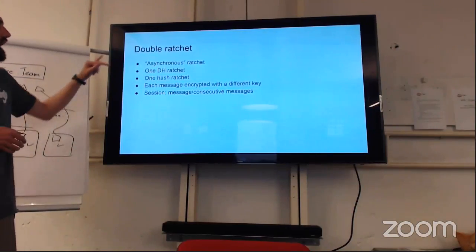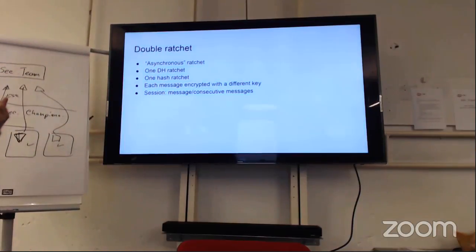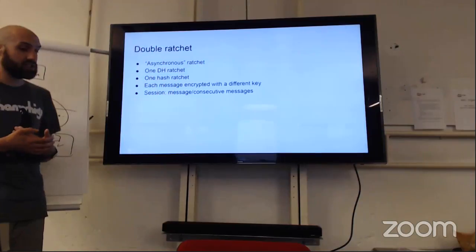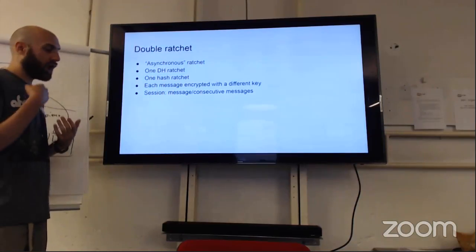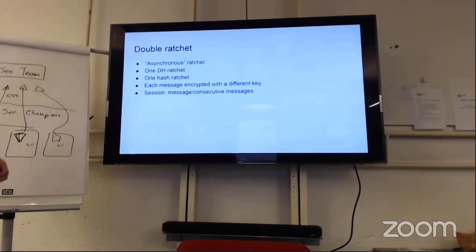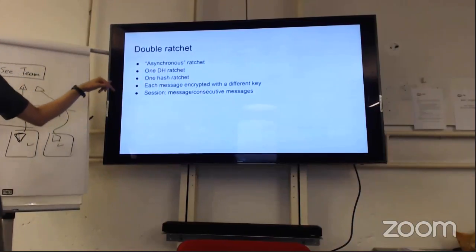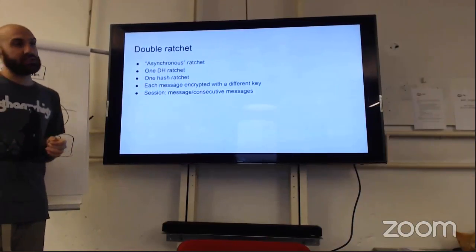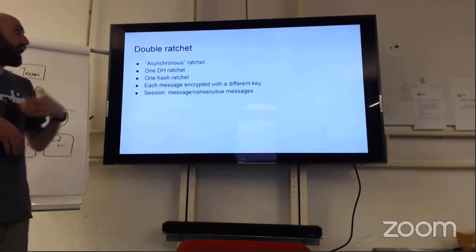And it's double ratchet because it's got two ratchets. So one ratchet is basically the Diffie-Hellman ratchet. With every message you pass a new public key, which is being used to actually encrypt that message. And then you also have another ratchet for consecutive messages, basically. So you have what we call a hash ratchet.